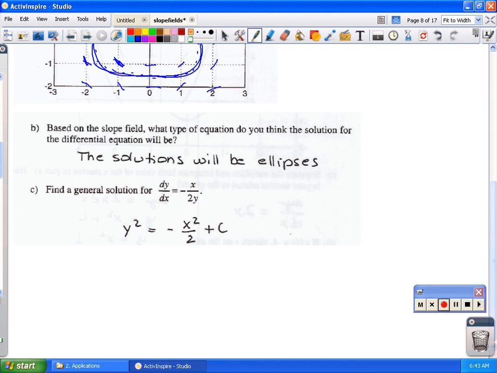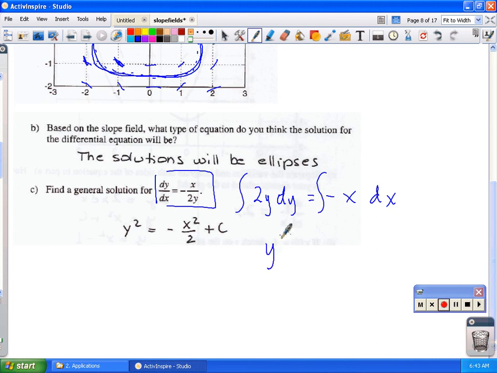We have the differential equation, so we're going to separate. And when we separate, we get 2y dy is equal to negative x dx. So we're going to integrate, and when we integrate, we get 2y squared over 2, which is just y squared, equal to negative x squared over 2 plus c.